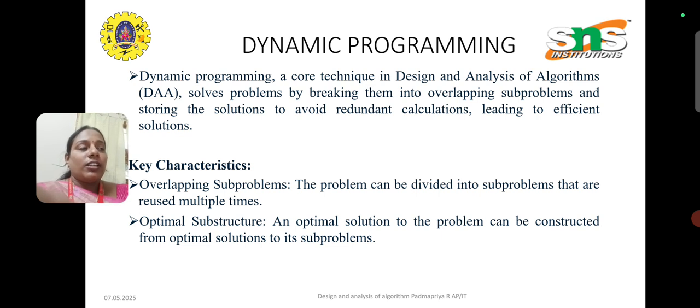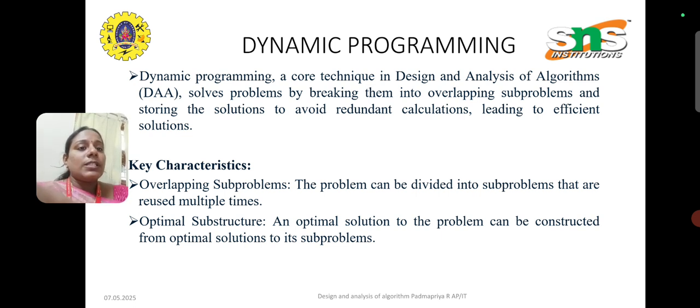The key characteristics of dynamic programming are two things. One is overlapping subproblems, which we have already seen in the definition of dynamic programming. It breaks that particular problem into subproblems, and each subproblem can give some kind of solution. Those solutions can be merged, and finally we can get the exact final outcome of that particular problem. This is overlapping subproblems.